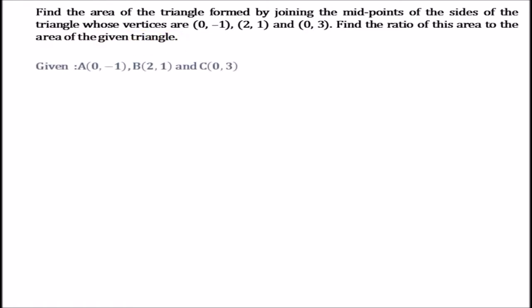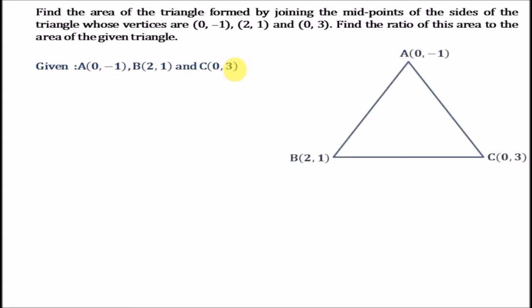So first and foremost, these are the vertices of the given triangle: A (0, -1), B (2, 1) and C (0, 3). Since there was no predefined notation, we have used letters A, B and C. So this is an illustrative figure for triangle ABC.